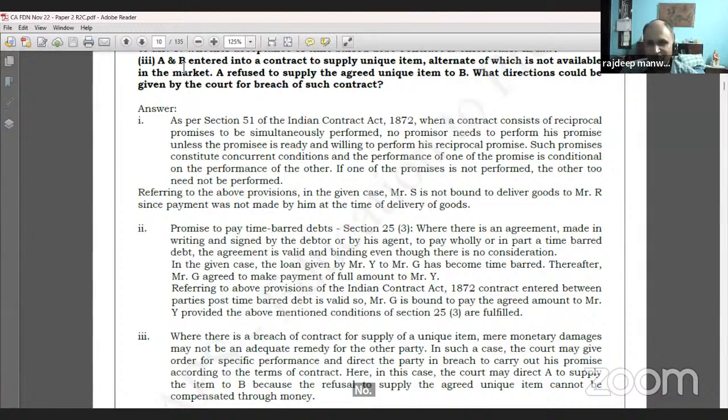Whether there is an agreement made in writing and signed by the debtor or by his agent to pay wholly or in part a time barred debt, the agreement is valid and binding even though there is no consideration. In the given case, the loan given by Mr. Y to Mr. G has become time barred. Thereafter, Mr. G agreed to make payment of the full amount to Mr. Y. A valid agreement. We're wasting time. You know it's a valid agreement. Remember section 25, subsection 3. Okay, let's go to the next one.